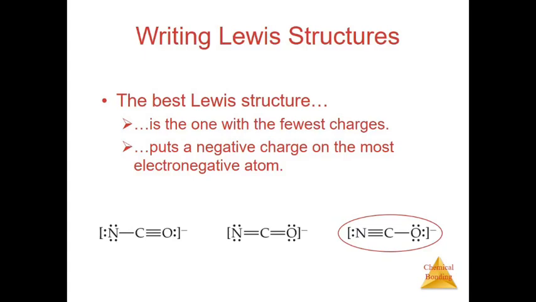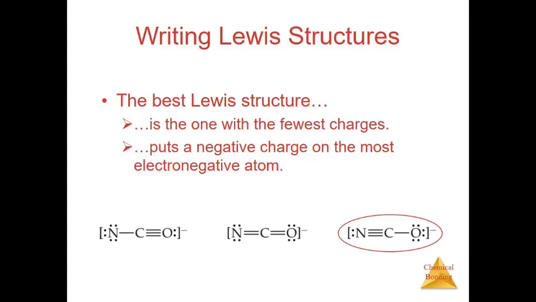In this one, it's saying the best Lewis structure is the one with the fewest charges, and it puts a negative charge on your most electronegative atom. Again, just some refreshers as you're going on through here. Electronegativities increase across the period. So fluorine is your most electronegative element. Kind of ignoring the noble gases over there, but as you move across the period, electronegativities increase.